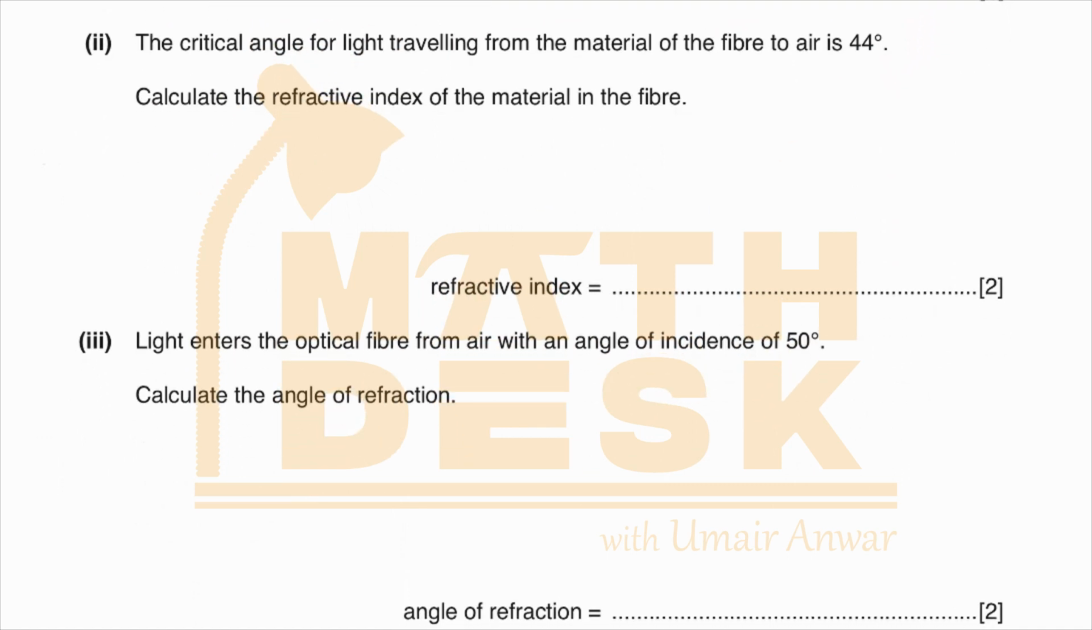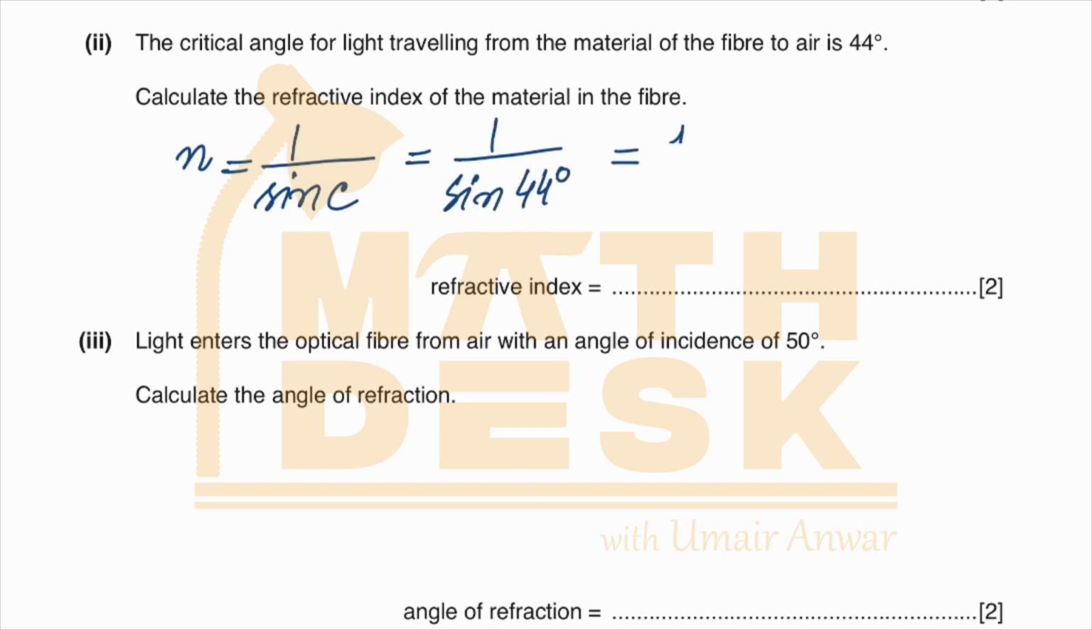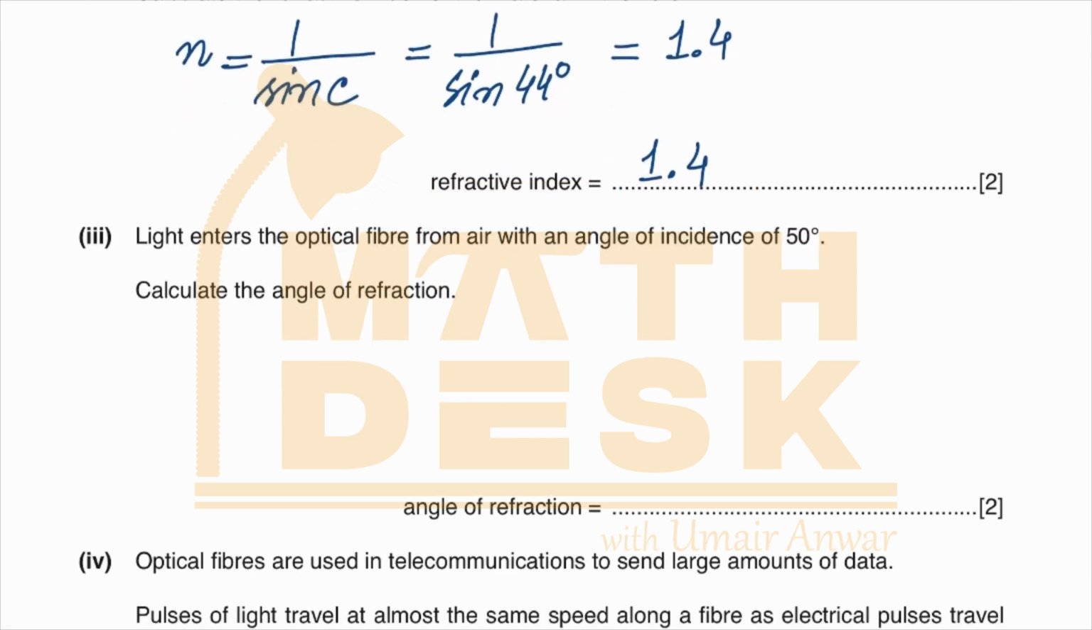The next part says the critical angle for light traveling from the material of the fiber to air is 44 degrees. Calculate the refractive index of the material in the fiber. So the formula to be used for this part would be that refractive index is equal to 1 upon sine of critical angle. So it is sine 44, and the answer is 1.4. So the refractive index of the material is 1.4.